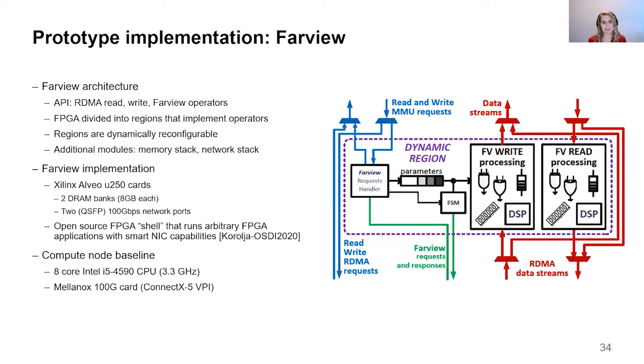the workload looks like. The FPGA also includes modules for the memory stack, being able to access the FPGA local memory, which is playing the role of disaggregated memory in our prototype, as well as a network stack that's being used to implement the RDMA operations and RDMA verb extensions. We've implemented this on a Xilinx board, using an open source FPGA shell that was published at OSDI last year. Our comparison point is a compute node that is just a traditional general purpose CPU equipped with a commercial NIC, in particular a Mellanox ConnectX-5.